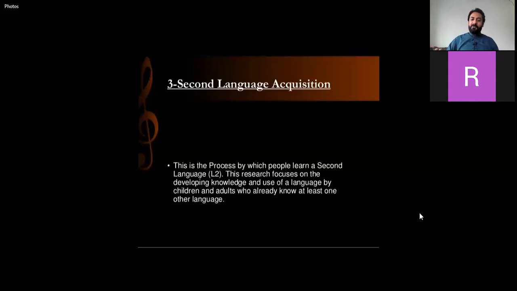So the process of second language acquisition is the process by which people learn a second language when you already know the first language. The first language is called the native language, and the second language can be called a foreign language or a non-native language.